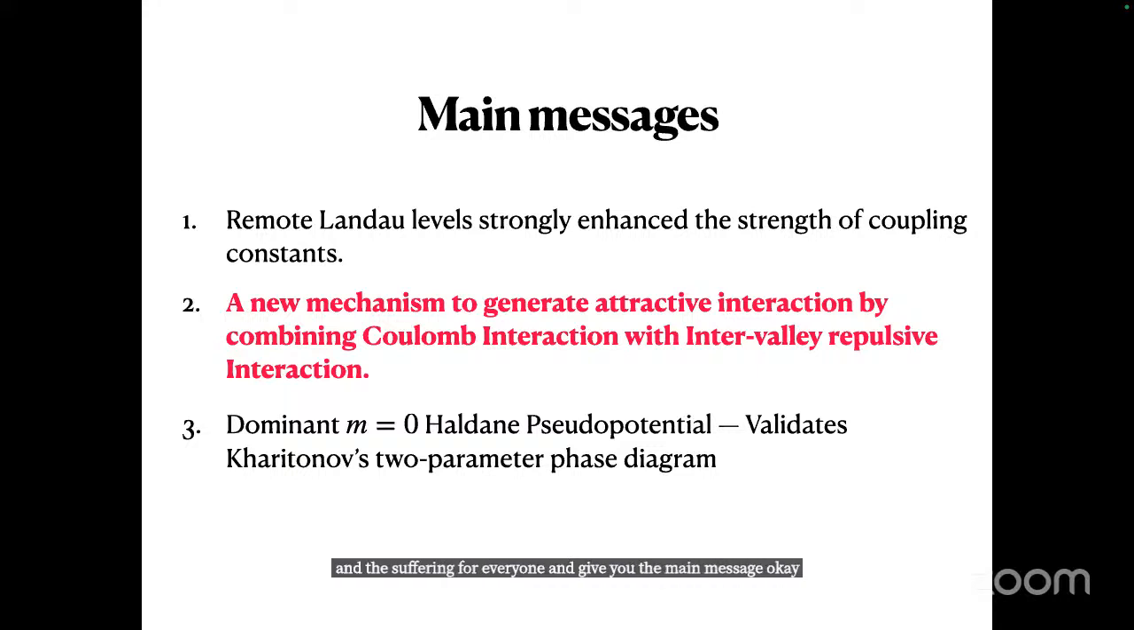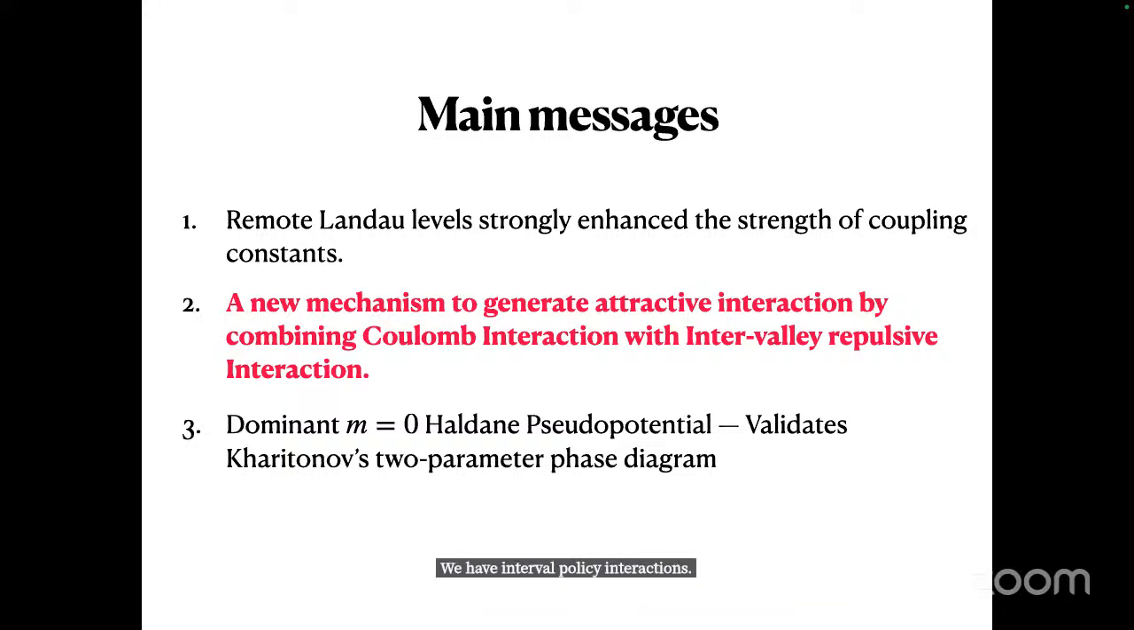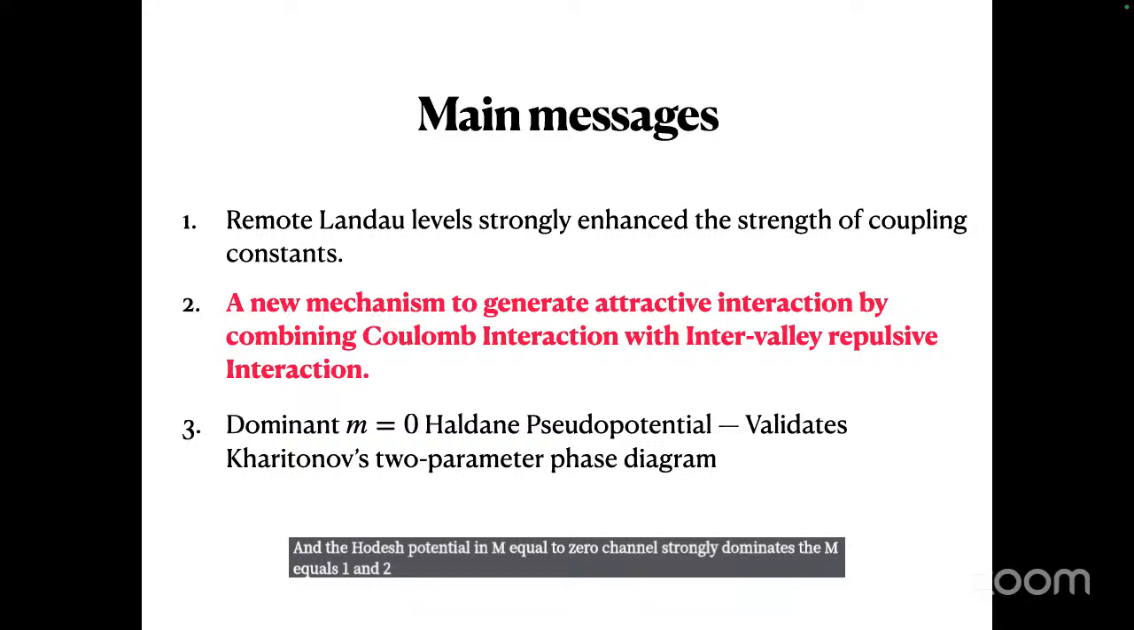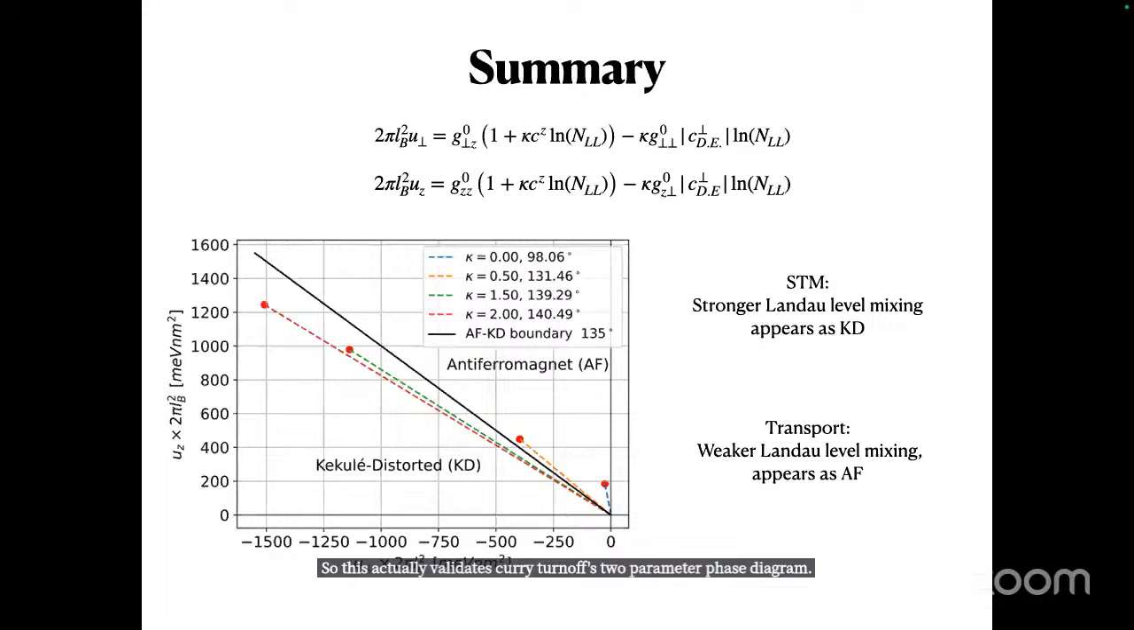So the main message is that the remote Landau levels strongly enhance the strength of the coupling constants, so you have to account for them. And we found a new mechanism to generate attractive interactions by combining Coulomb interactions with intervalley repulsive interactions. And the potential in the m equal to 0 channel strongly dominates the m equal to 1 and 2. So this actually validates Kharitonov's 2-parameter phase diagram. Okay. With that, I thank you for your attention.